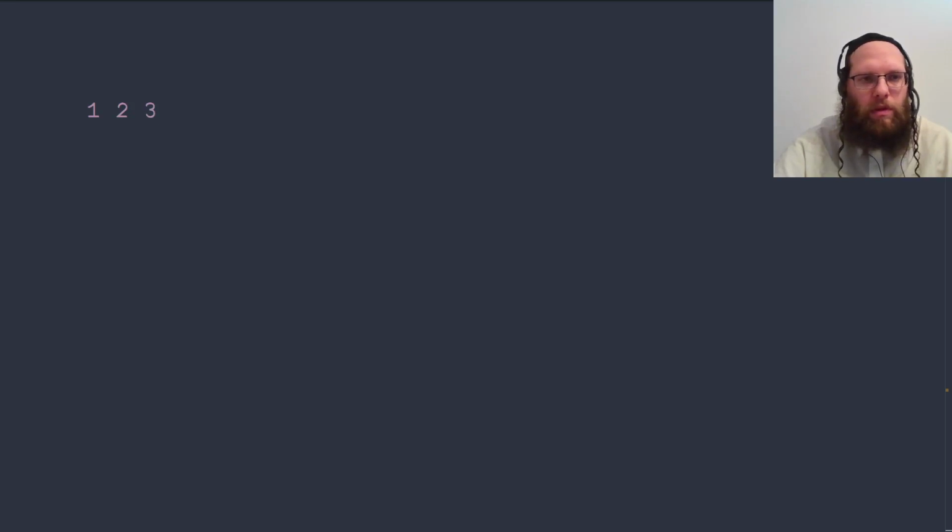1, 2, 3, and 1, 3, 2. Now, as a human, I can immediately see that the one on the right is the newer one. But it's actually a little bit involved what's happening here, because I must be scanning from the beginning to see what the first part is that differs. So the first one is irrelevant, they're the same.